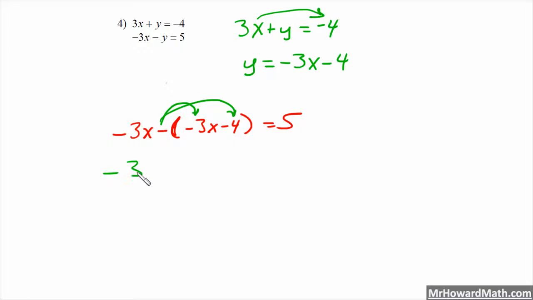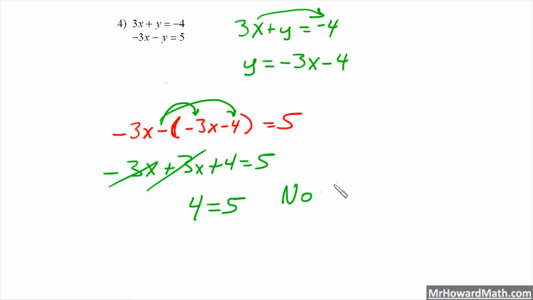So I'll have negative 3x plus 4 equals 5. Combine my like terms, negative 3x plus 3x, those cancel one another. So I'm left with 4 equals 5. So no variables left. The x and the y are gone. So I evaluate what's left. If it is true, it's an infinite number of solutions. If it is false, it is no solution. This is false. 4 does not equal 5.